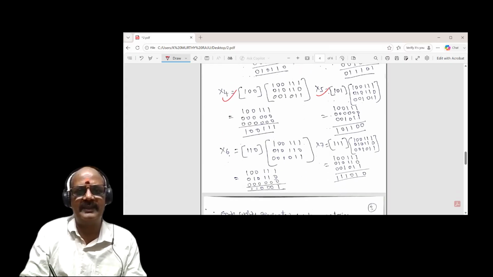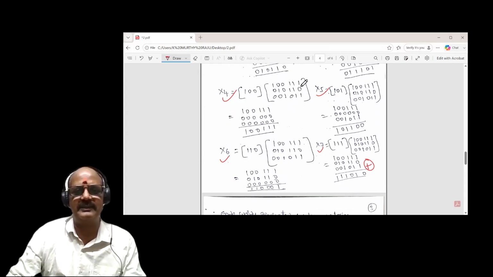X5, X6, and X7. 1 is multiplied with the first row as it is. 1 is multiplied with the second row as it is. 1 is multiplied with the third row as it is. Perform the exclusive OR operation, and we will get this encoded code word by using the systematic form of the generator matrix.